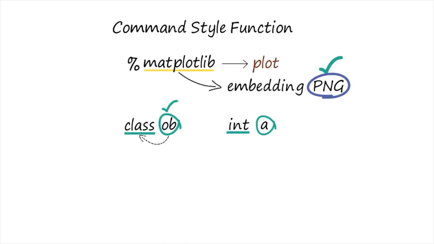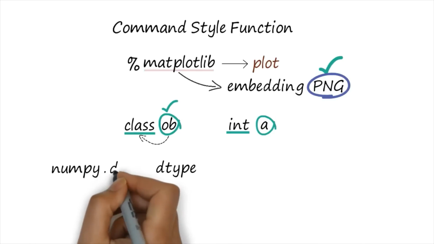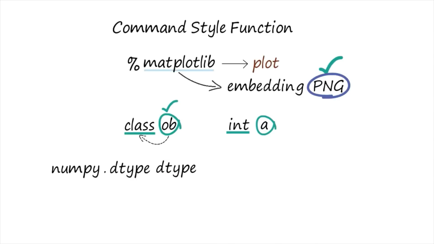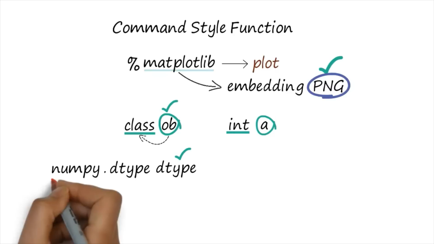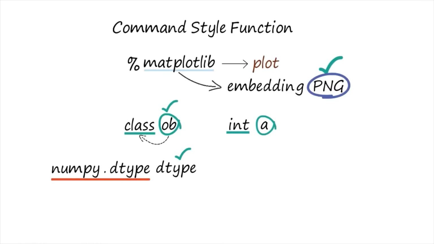Today I am talking about dtype. This dtype is basically known as an object. Whenever I am talking of an object, there should be one class. The class name is numpy.dtype. So basically this dtype is an instance of the class numpy.dtype. Please make a note.